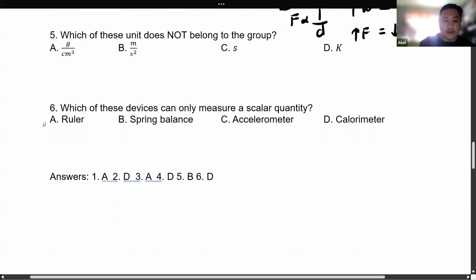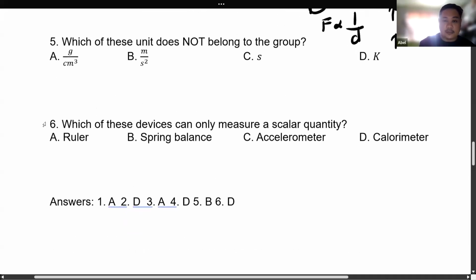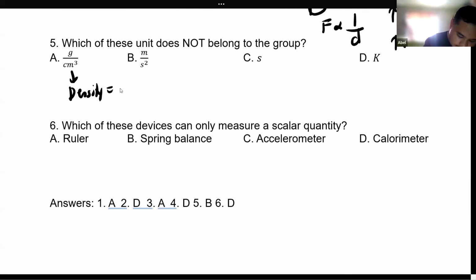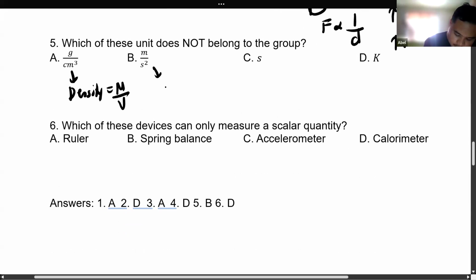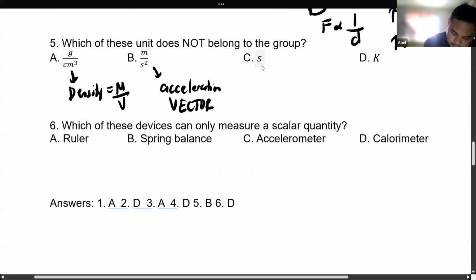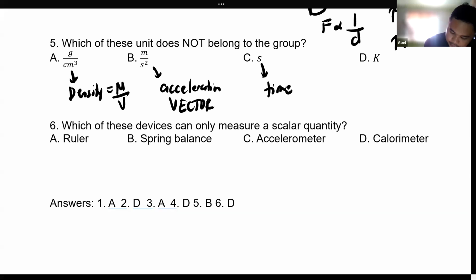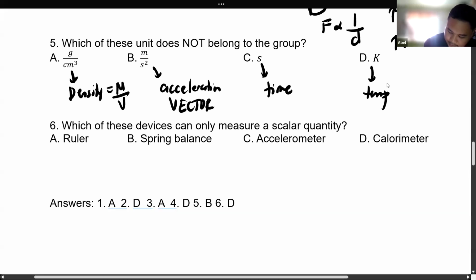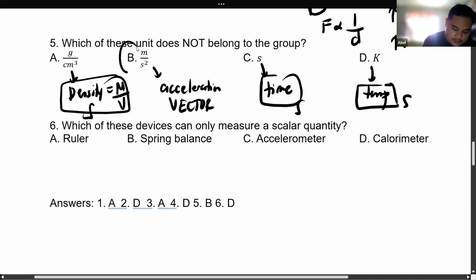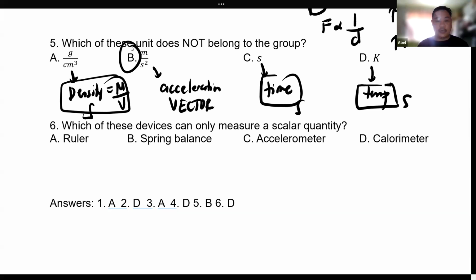Now, how about this number 5? Which of these does not belong to the group? So this one is a unit for density, because we all know that density is defined as mass per volume. This one is a unit for acceleration, because that is meter per second squared. So this one is a vector quantity. This one is for time. So this one is for temperature. Now, if we look here, these are all scalar, scalar, and then scalar. Okay, so the answer here is letter B, because it is an acceleration, it is a vector quantity.